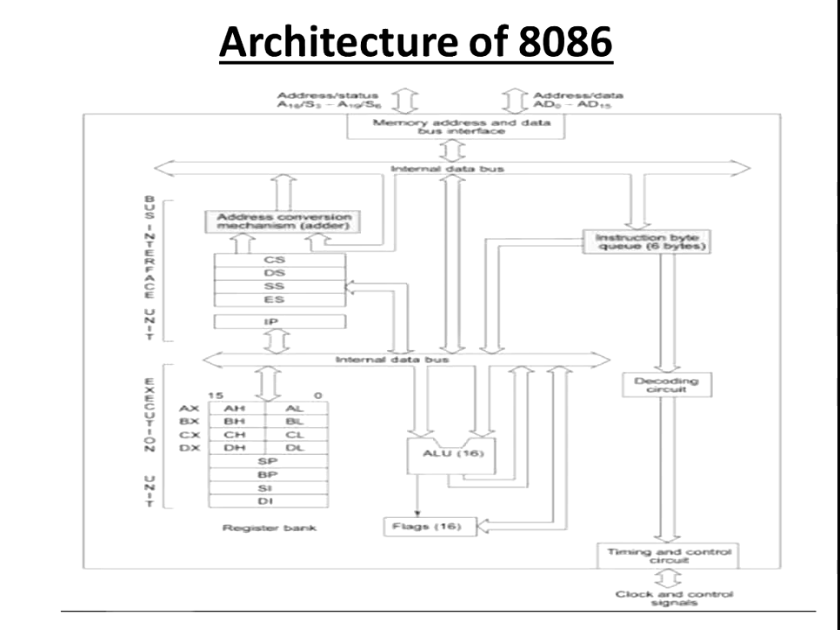called execution unit. The bus interface unit consists of address conversion mechanism, that is address adder, and instruction byte queue, 6 bytes long, and 4 segment registers: code segment, data segment, stack segment, and extra segment registers, then instruction pointer. So we will discuss one by one. Before that, execution unit consists of general purpose registers AX, BX, CX, and DX. Then pointers and index registers SP, BP, SI and DI, and then arithmetic logic unit, and then flag register, decoding circuits, and timing and control circuits.